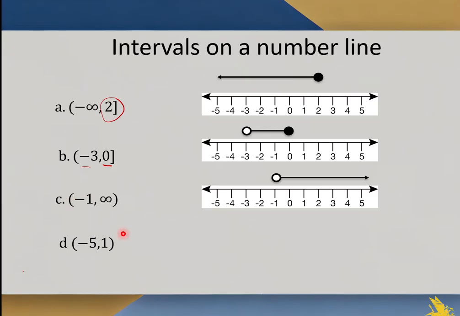Same thing. We have -1 comma infinity, so it's going all the way to infinity, but because it is a round bracket, it's not equal to -1. On D, we can see that they're both rounded, which means that when it gets to -5 and 1, it will be an open circle.